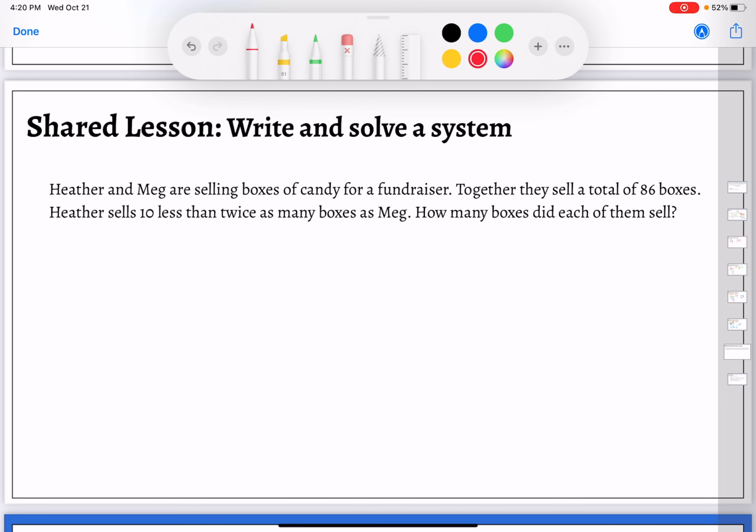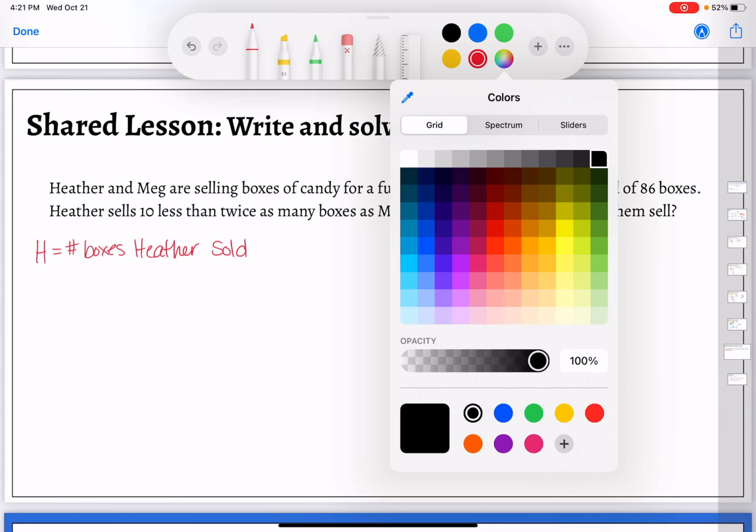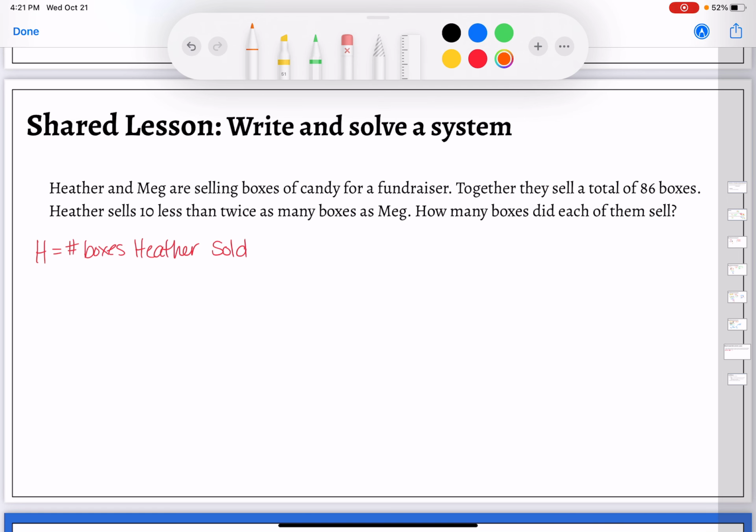So remember, whenever we have a word problem, we always want to start by defining our variables. What are we trying to find? What don't we know? We're trying to find how many boxes each of them sold, and by each of them, we mean Heather and Meg. You could use x and y if you want to, but I'm going to use H for Heather. H equals the number of boxes Heather sold. Notice I'm not just saying H equals Heather. I want it to be more clear. What about her? It's the number of boxes. And M equals the number of boxes Meg sold.